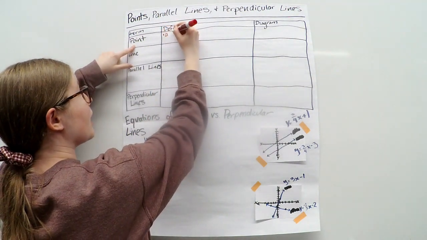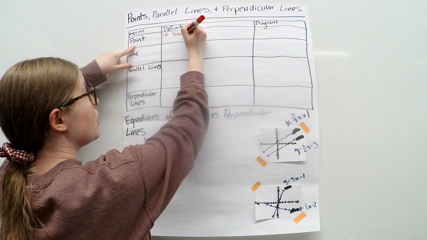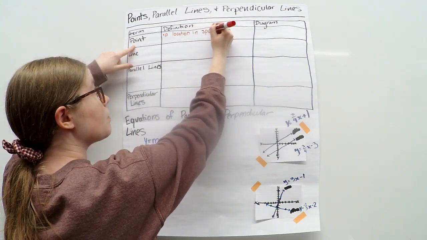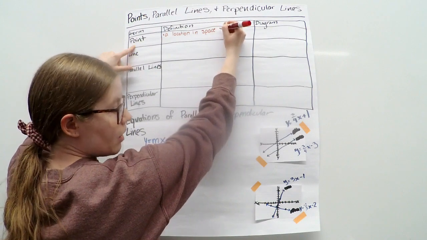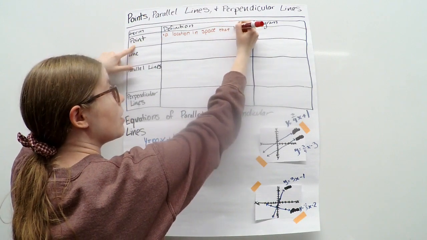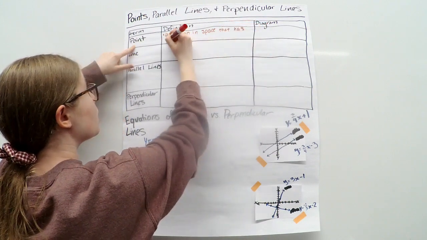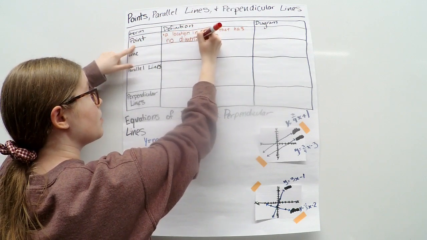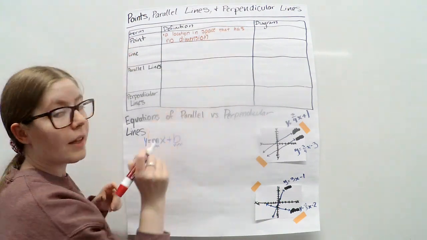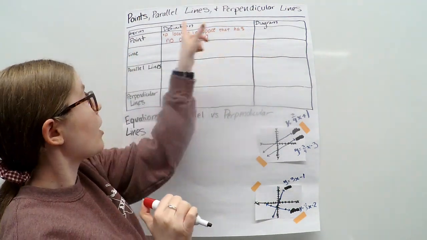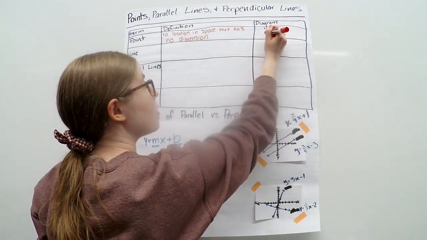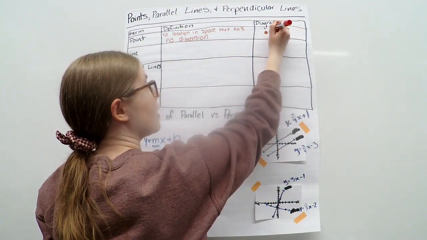To start off, we're going to talk about the definition of a point, and this is a location in space that has no dimension. And then when we're creating a diagram of a point, we are going to draw that as a dot, and then we'll label it with a capital letter.